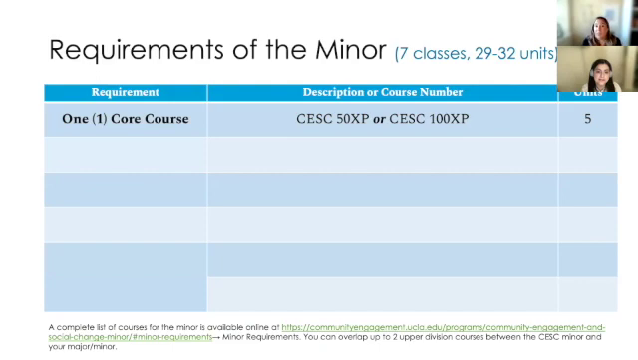So students have the opportunity to choose between CESC 50 XP and CESC 100 XP. Both courses are 5 units. 50 XP is offered in fall, winter, and spring, and CESC 100 XP is historically only offered in the winter. So I do find that most students will have taken 50 XP, and that's usually a great gateway course to learning about the minor. But these are the 2 that you can use.